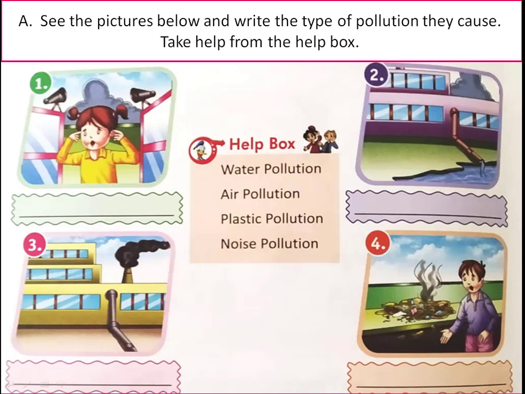Now, let's see the exercise. Here are given 4 pictures. With the help of the help box, you can find out the answers. Children, can you say what is the first picture? Okay, it is the picture of noise pollution.